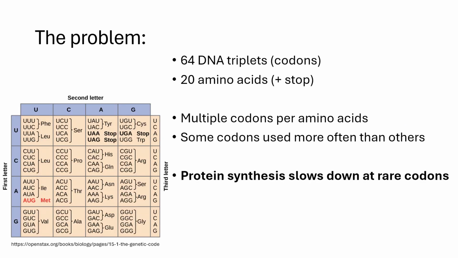So why would you want to change the DNA of your gene of interest? Well, there are 64 codons encoding 20 amino acids and a stop codon, which means that multiple codons can encode the same amino acid. And another thing that's true is that some codons are used more frequently than others. And an effect of that is that protein synthesis actually slows down if a rare codon is used in the gene versus a more common codon.